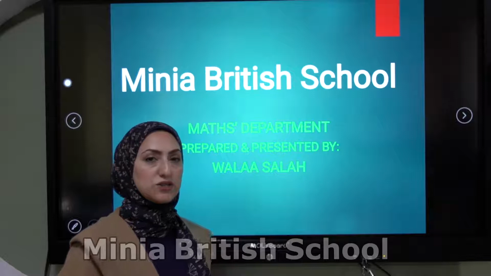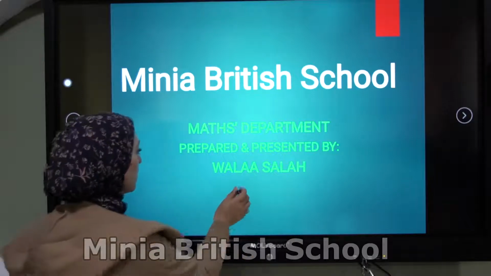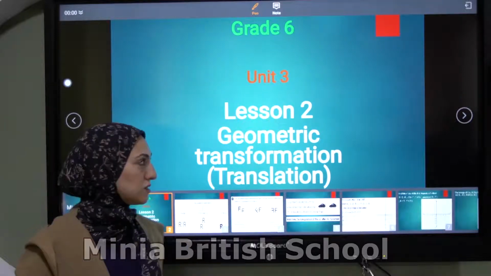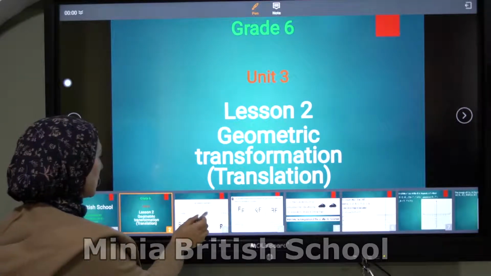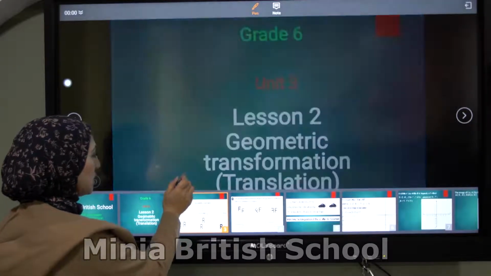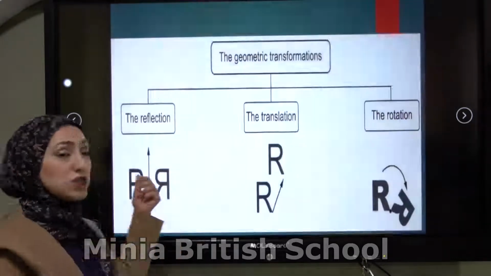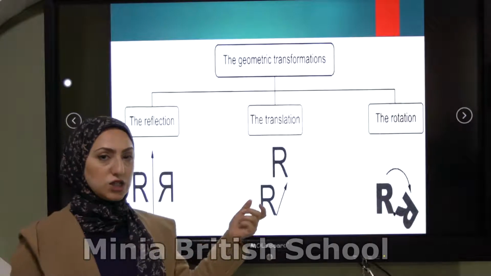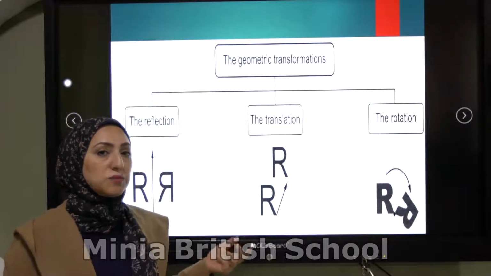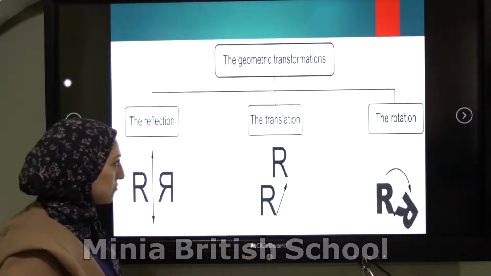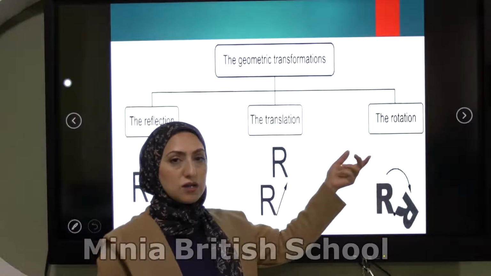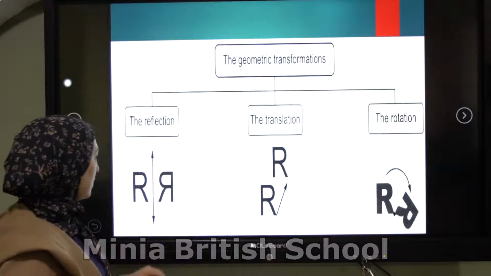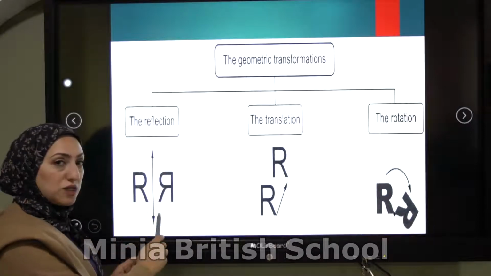Lesson 2 in Unit 3 is talking about geometric transformations. We studied before in grade 5 the reflection, right? This year we will study translation. We will see what is the meaning of translation. And we have another transformation, which is rotation, okay? Let's see the difference between them.